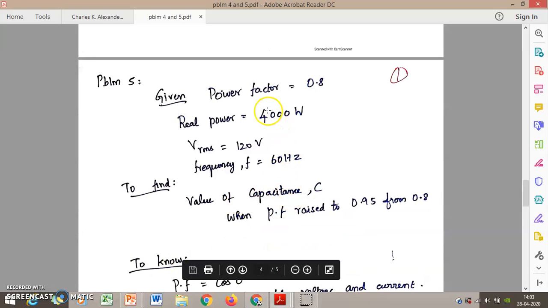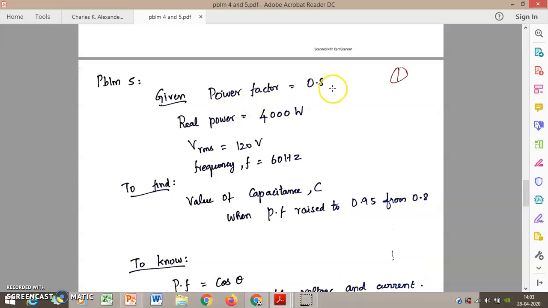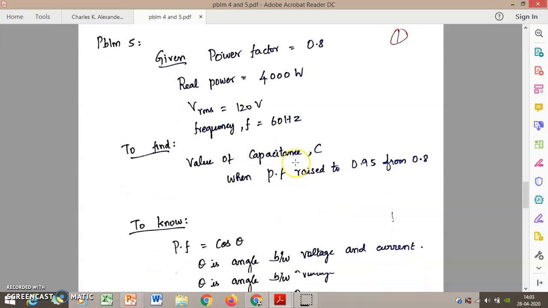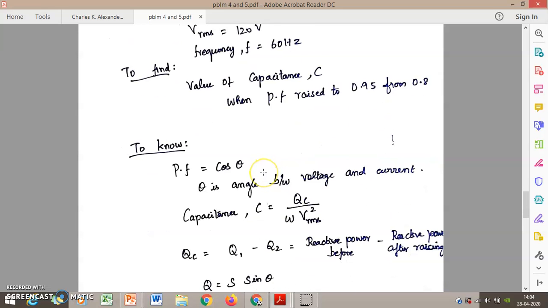So here also we are going to do that. In this problem number 5, the actual power factor is given as 0.8 and the real power is P equal to 4000 watt, VRMS is given as 120 volt and frequency is given as 60 Hz. What is asked? You have to increase the power factor from 0.8 to 0.95. To increase from 0.8 to 0.95, what is the value of capacitance needed? That is what is asked.